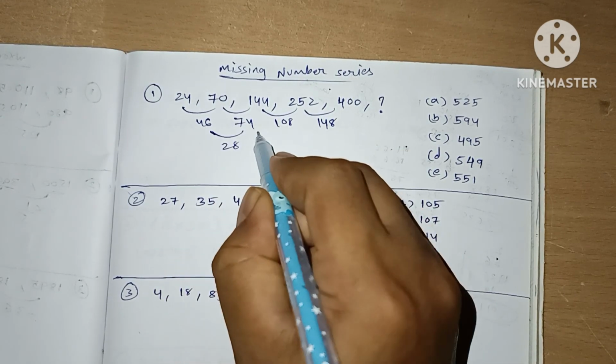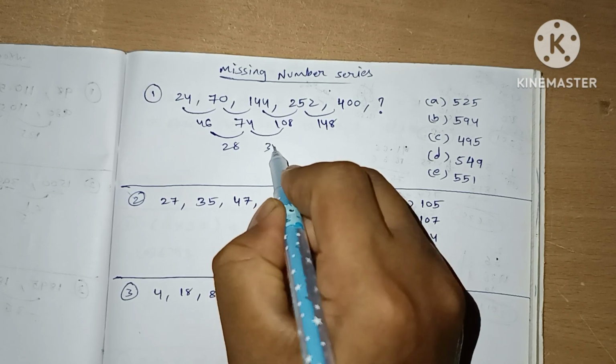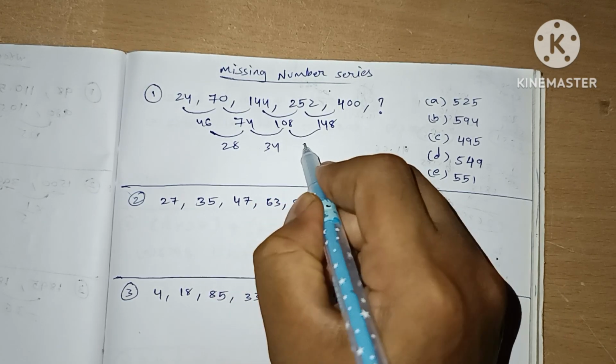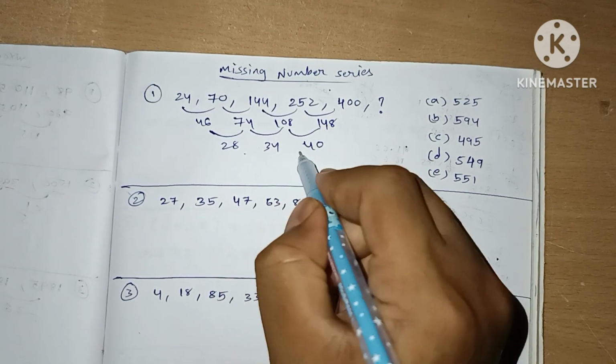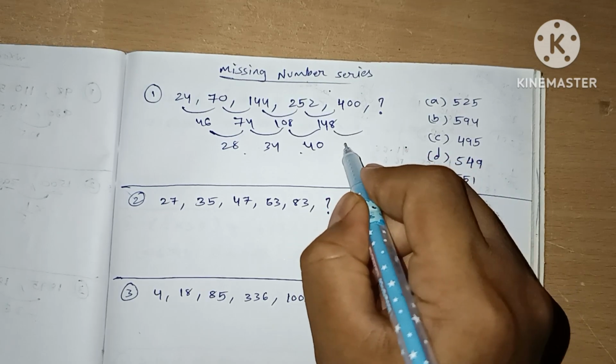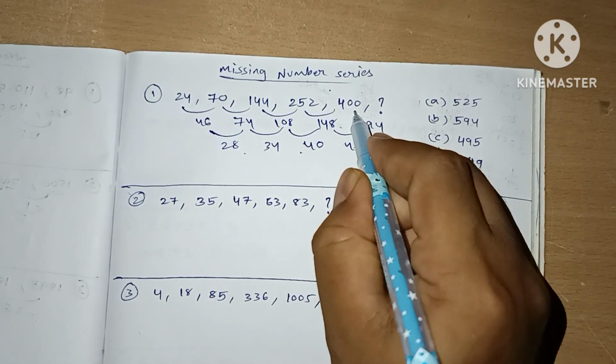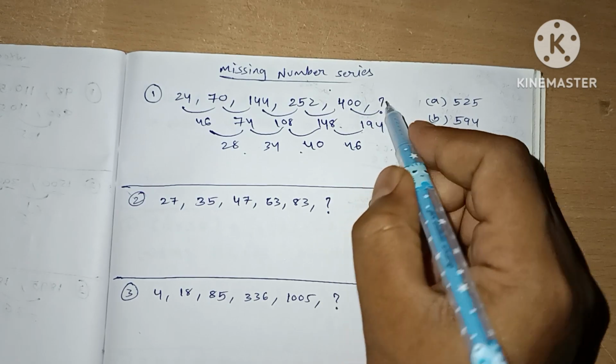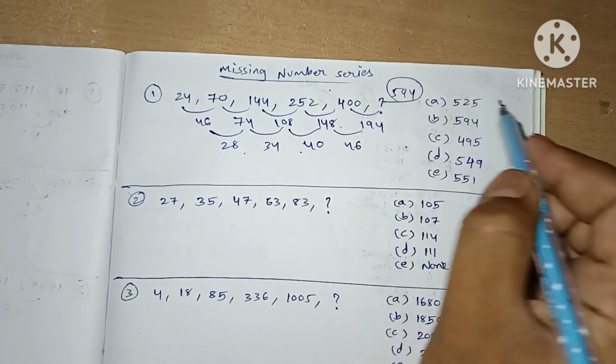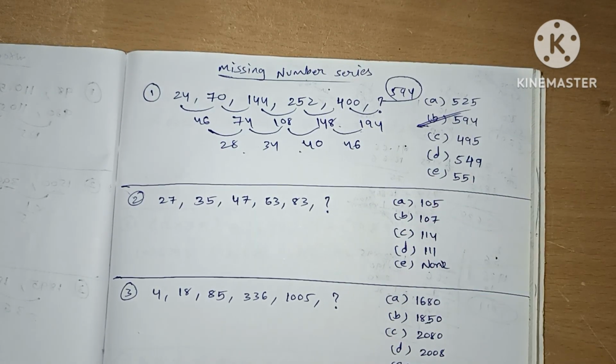Here the difference is 28, 34. Here 40. So 6 variations. The next one must be 46. 148 plus 46 will be 194. So 400 plus 194 will be 594, is our answer. Option B is our answer.